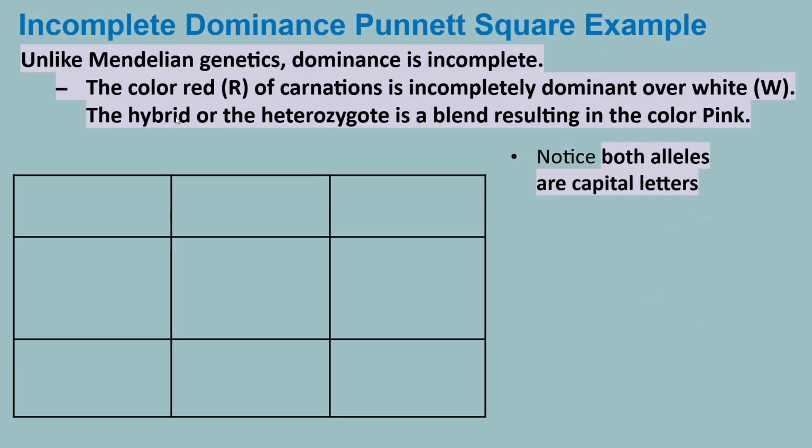Okay, I want you to notice that both alleles are capital letters. For a red carnation, both alleles would have to be red, so you would have a capital R and a capital R. For a carnation to be white, it would need two white alleles, which are going to be represented by a capital W. So it would be capital W, capital W. The reason we're doing this is because neither of these are dominant over the other.